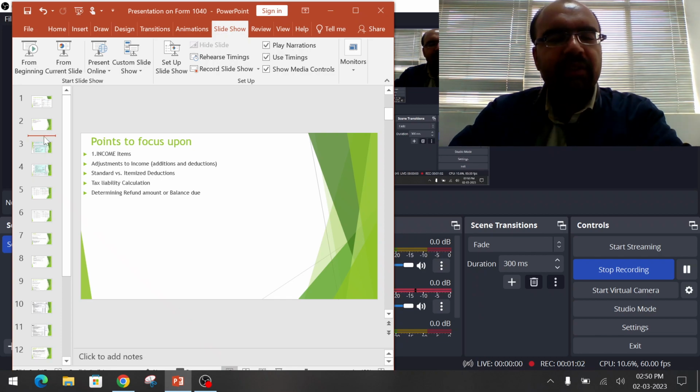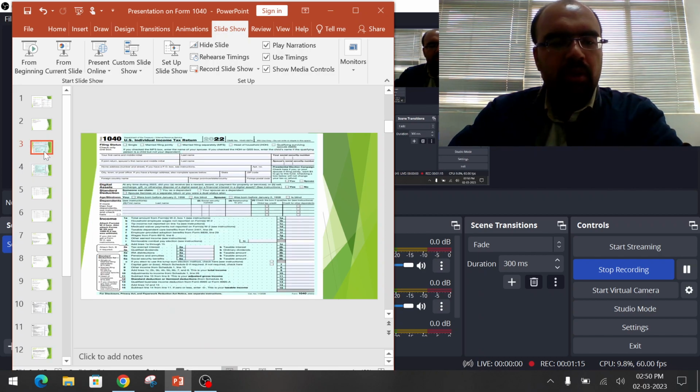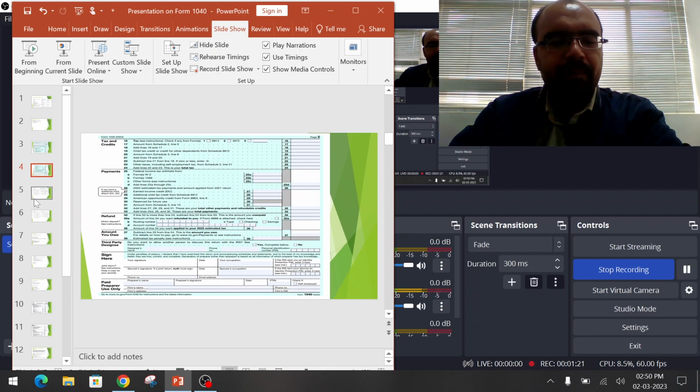Points to focus on in this presentation are the income items, adjustments to income, standard versus itemized deductions, tax liability calculation, determining refund or balance due. This is the Form 1040 page 1 and page 2. We can go through the same.